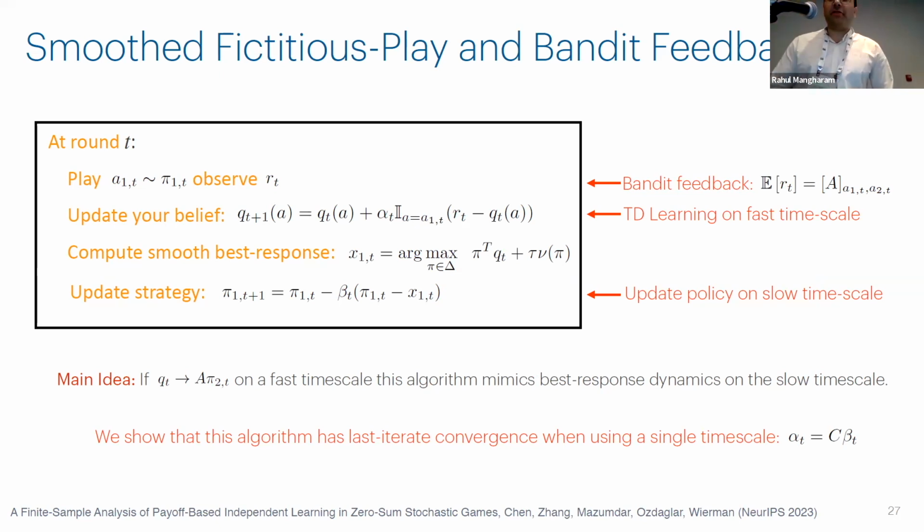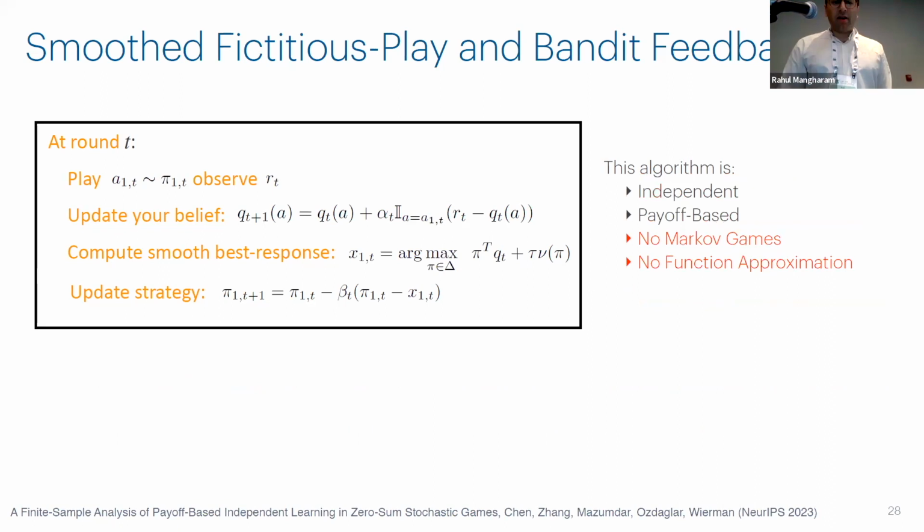So the idea is you're going to use bandit feedback. You're doing TD learning on a fast time scale to estimate your marginalized payoffs. And then you're going to update your policy on that slower time scale so that on the slow time scale, it looks like you're doing smooth fictitious play. So in some prior work, we actually showed this algorithm has last iterate convergence guarantees in these bandit feedback matrix games and also in Markov games. But one problem, and I should point out that this algorithm is independent and payoff based, but it doesn't generalize to Markov games, and there's definitely no function approximation so far.